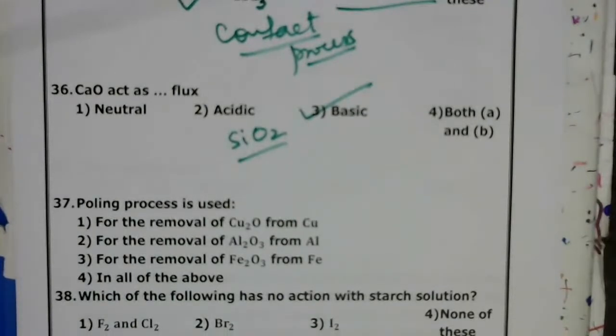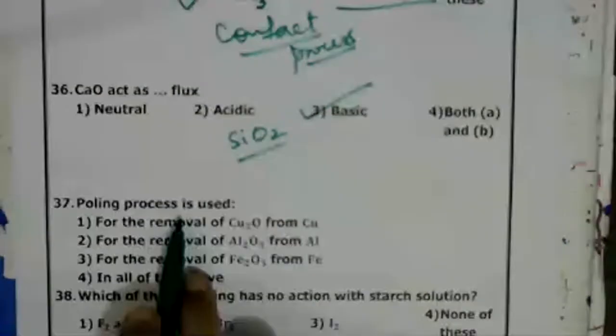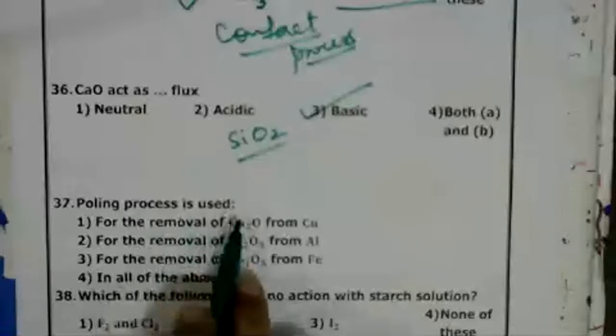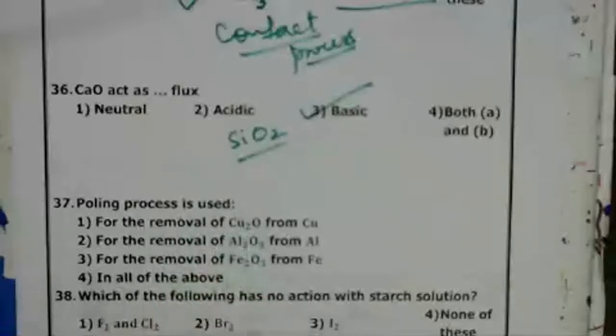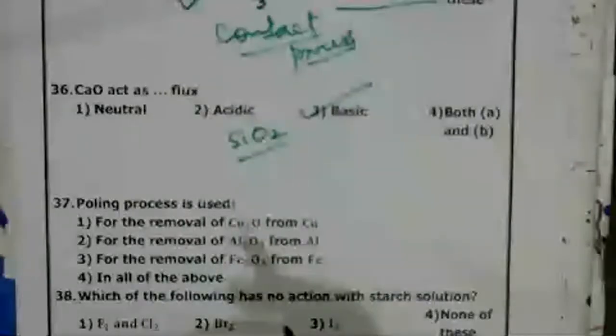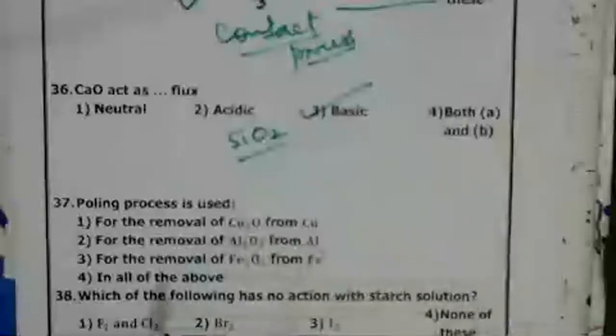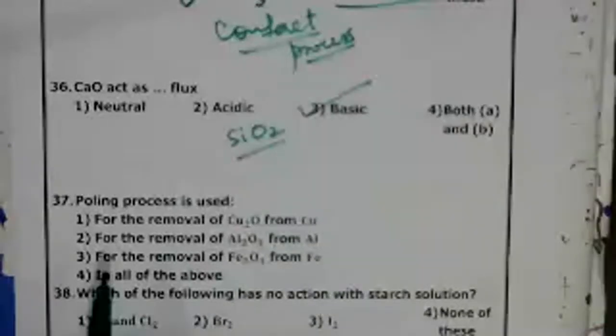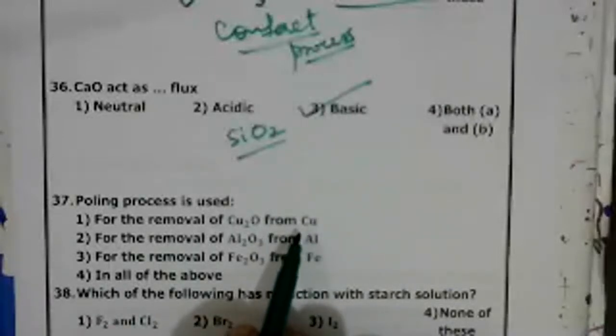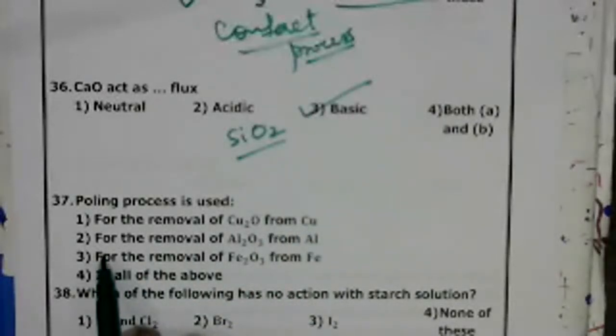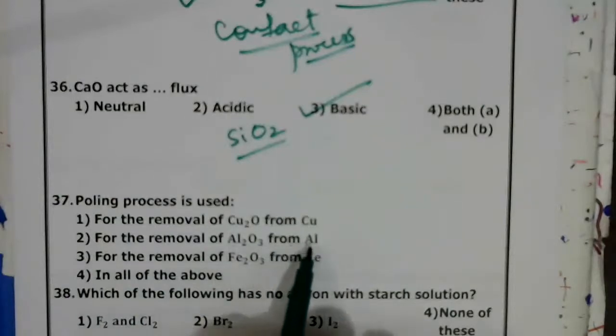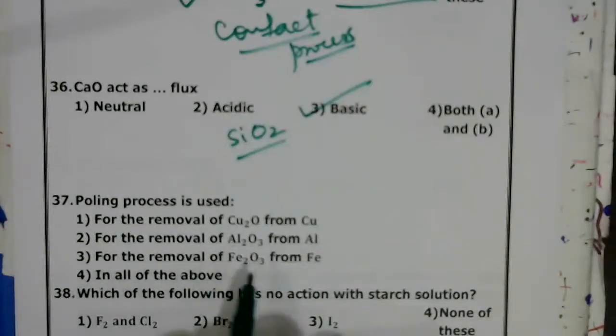Question number 37. Here we are going to use the log of hydrocarbon. Log of hydrocarbon means we use hydrocarbon which has the character of volatile nature, for the removal of Cu2O from copper, and for the removal of Al2O3 from Al. The answer will be the first option. Question number 37.